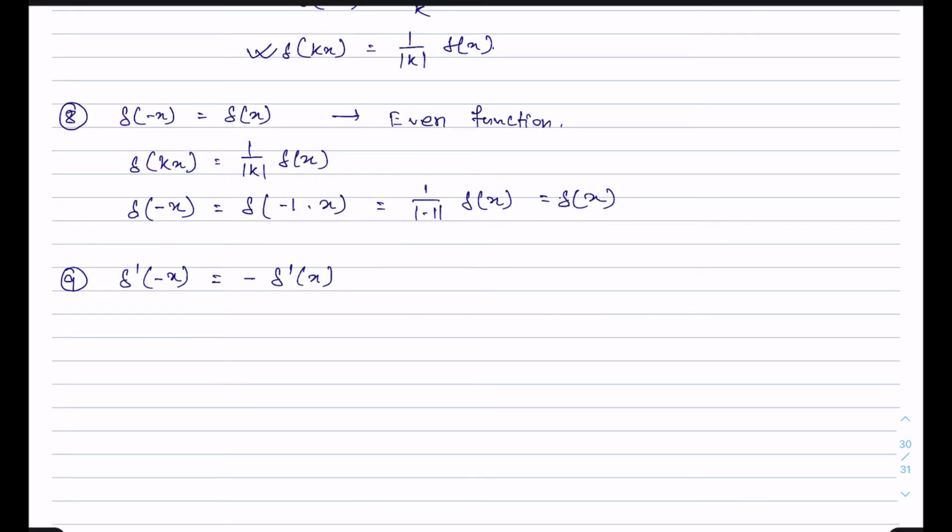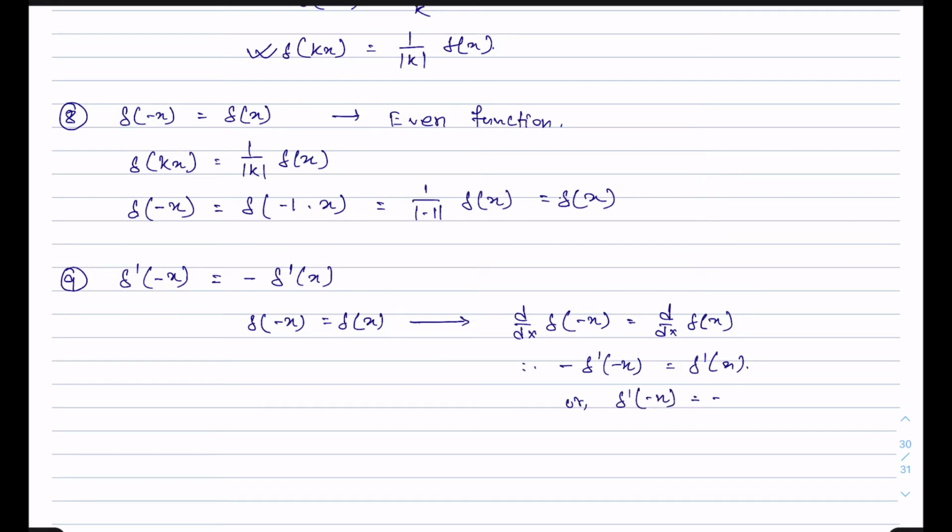So we know that delta of minus x is equal to delta of x. That is the even property, that is, the delta function is an even function. So now if you take the derivative with respect to x on both sides, then d/dx of delta of minus x will be equal to d/dx of delta x. Therefore minus delta prime of minus x is delta prime x, or delta prime of minus x is equal to minus delta prime of x. So this proves our property.